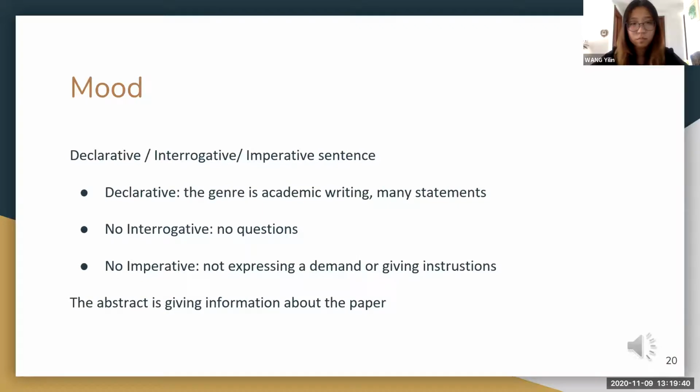For the mood, we'll be looking at whether the abstract has declarative, interrogative, or imperative sentences. We found that the writing has many declarative sentences, as the genre of the writing is academic writing, so there are many statements. There are no interrogative sentences as there are no questions, and no imperative sentences as it was not expressing a demand or giving instructions. The abstract is giving information about the paper.